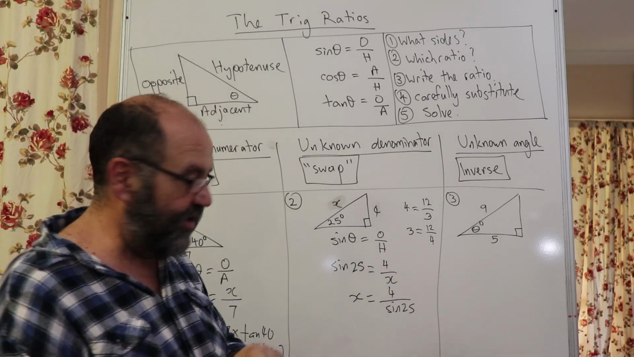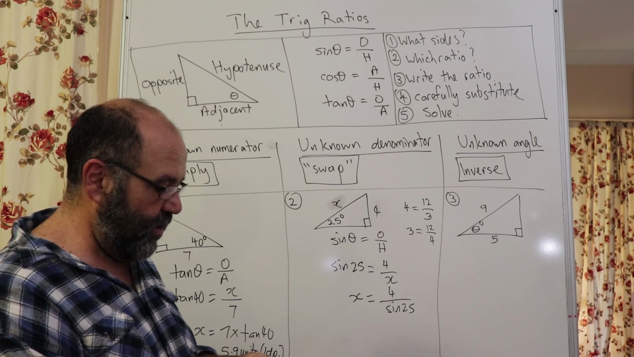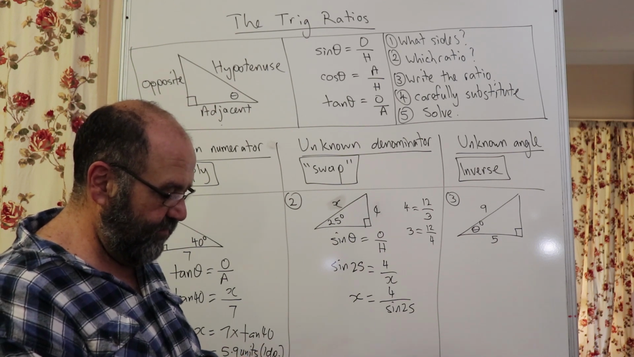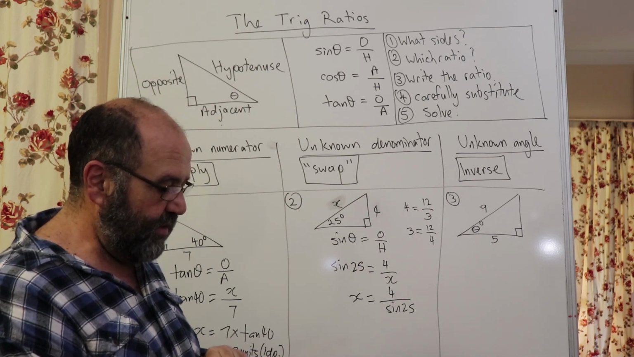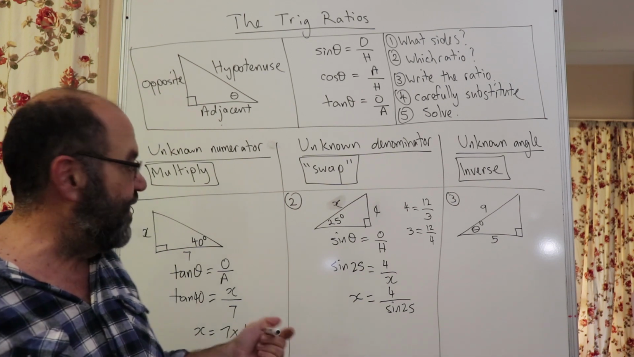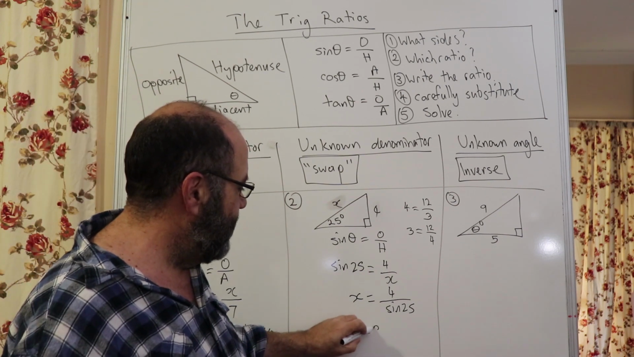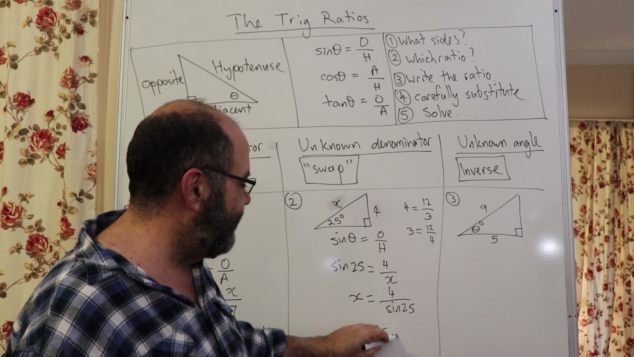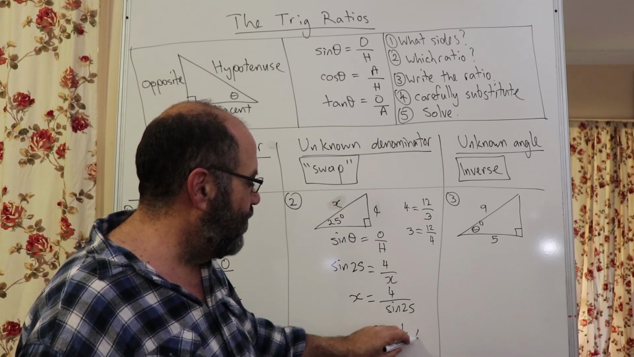So let me punch that into my calculator. I've got 4 over the sine of 25. That gives me 9.5 to one decimal place. So 9.5 units to one decimal place.